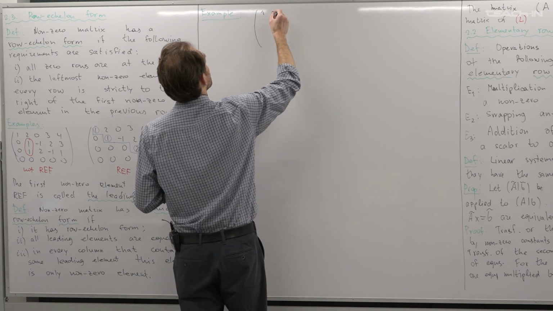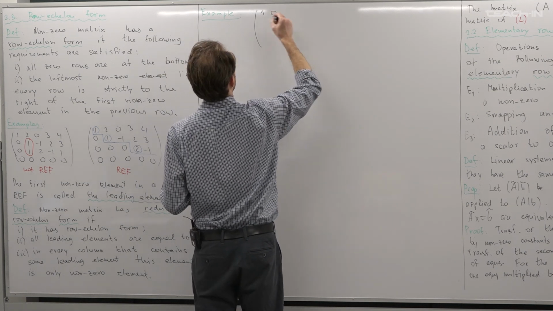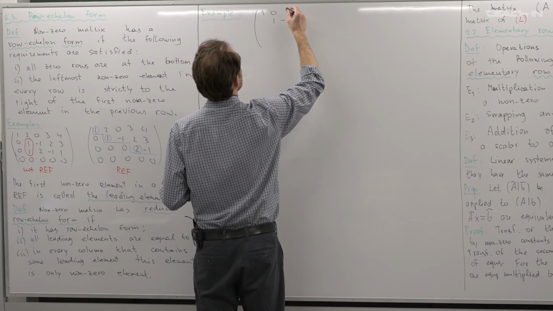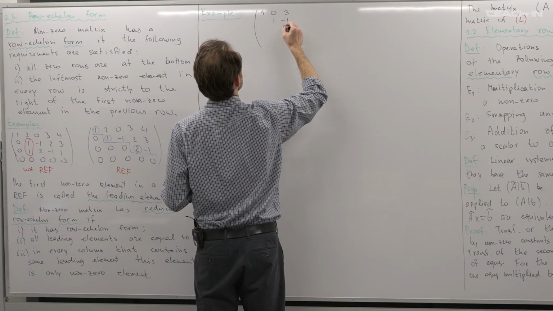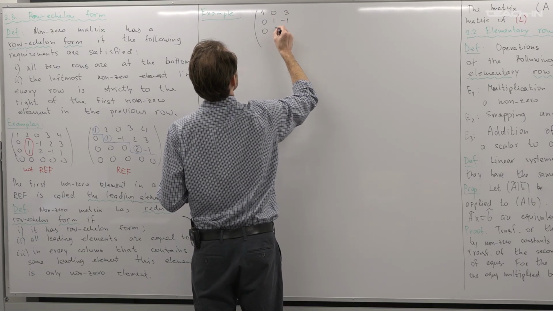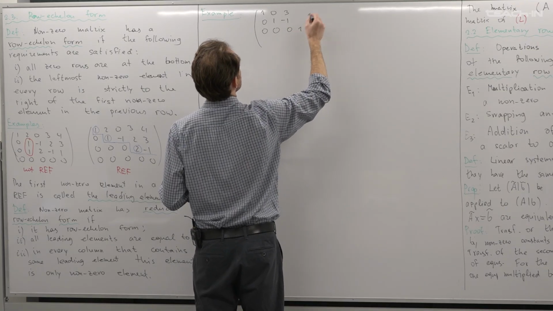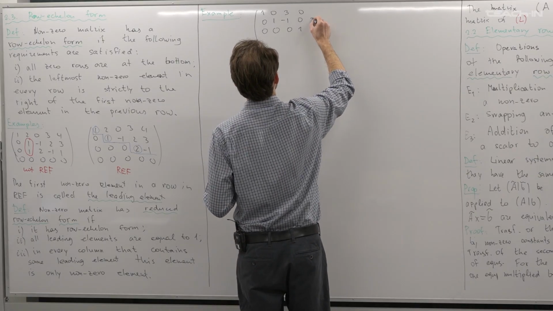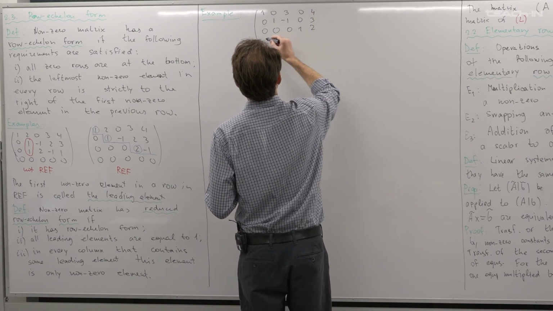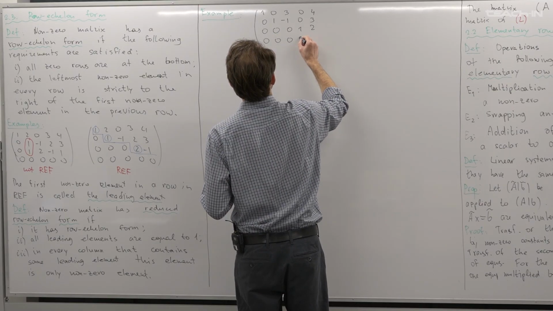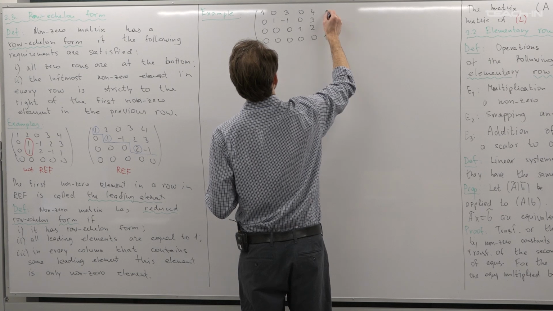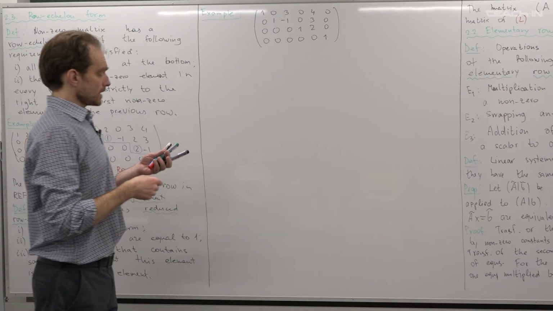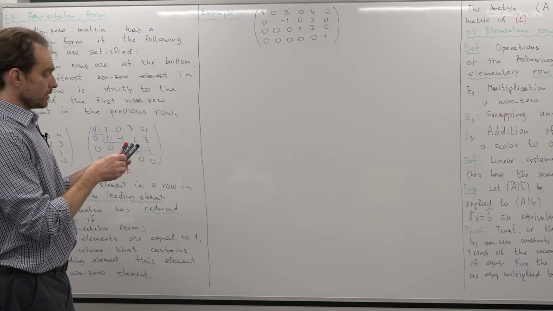One, 0, 1, then -1, 3, 0, 0, 0, 0, 1, 0, 0, then 2, 3, 4, 0, 0, 0, 0, 0, 1, 0, 0, 0. So this matrix has reduced row echelon form.